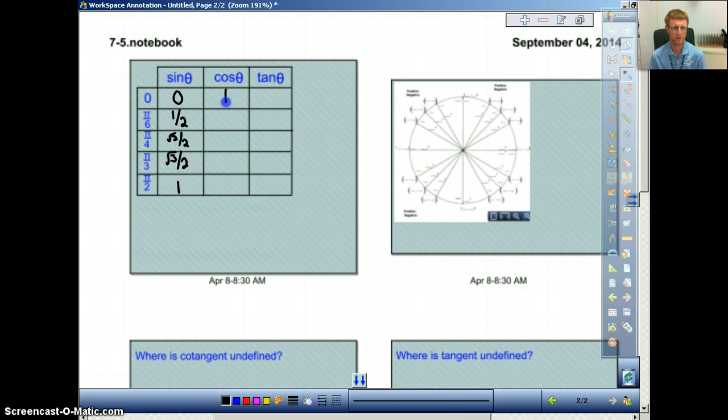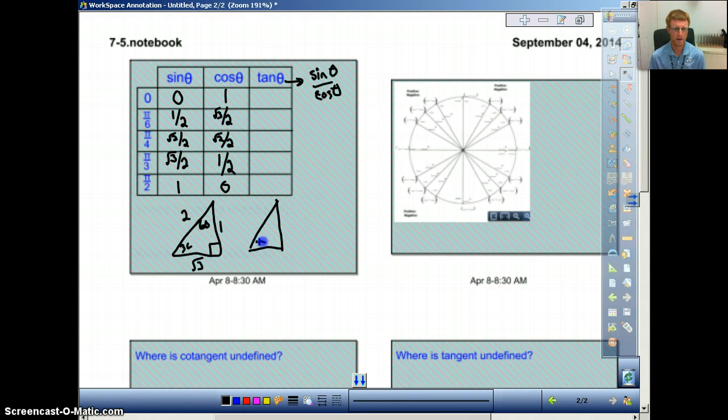And then our cosine is completely the opposite: 1, square root of 3 over 2, square root of 2 over 2, 1 over 2, and then 0. So now tangent of theta, we can do a couple of different ways. We can either figure out what the sine of theta divided by the cosine of theta is going to be, because that's what tangent is, or we can still use our special right triangles. So 30, 60, 90, that would be 1, square root of 3, and 2, and then we have our 45, 45, 90.